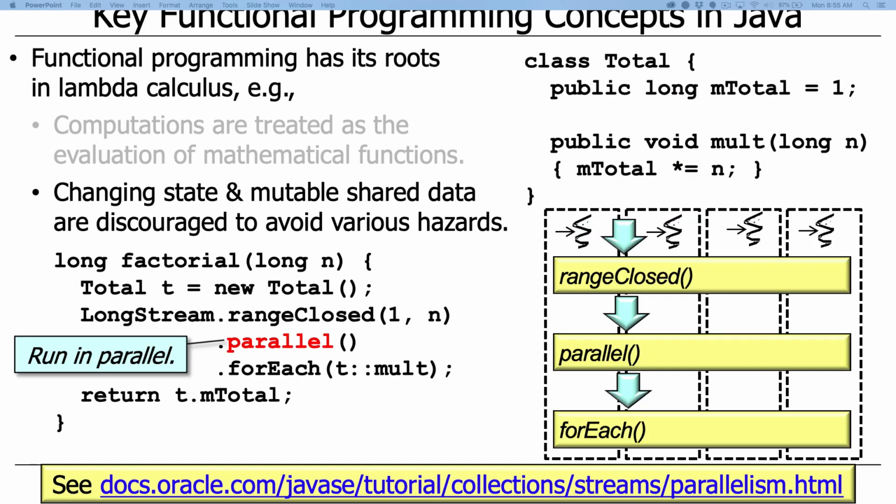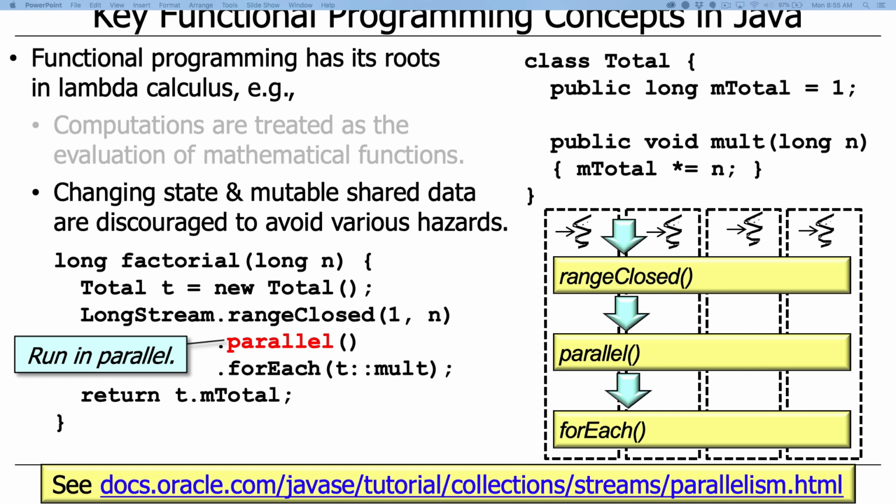So if you take a look here, you can see that when we say long stream range closed 1 to n, that causes all the code for the computations done here to run in parallel in different threads. And on most modern processors, which are multi-core processors, you'll end up with each of these threads being mapped to a separate core. So they will all physically run in parallel.